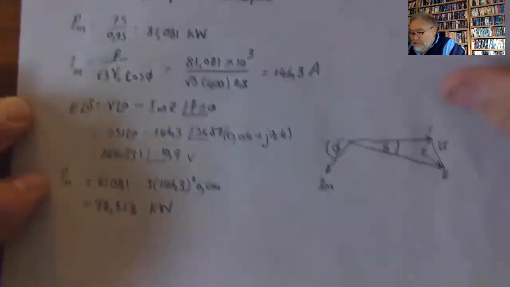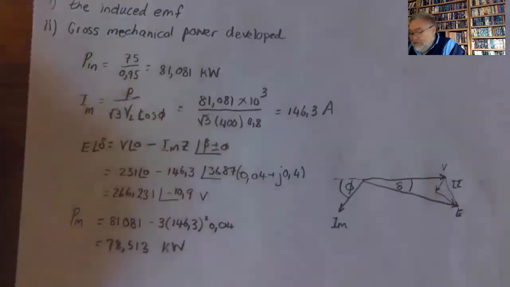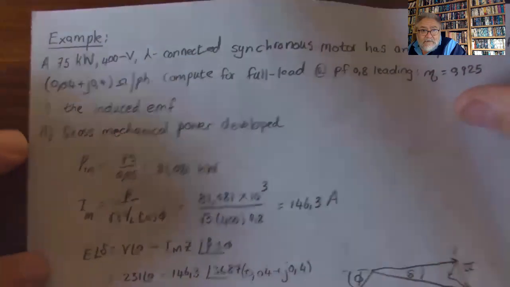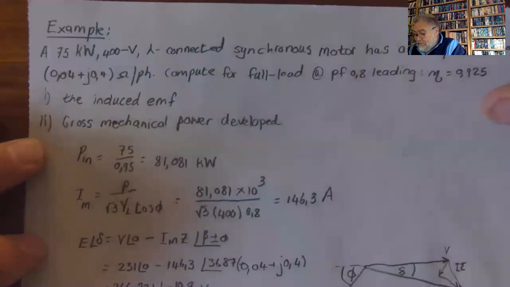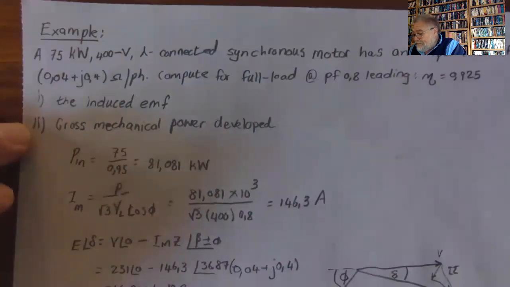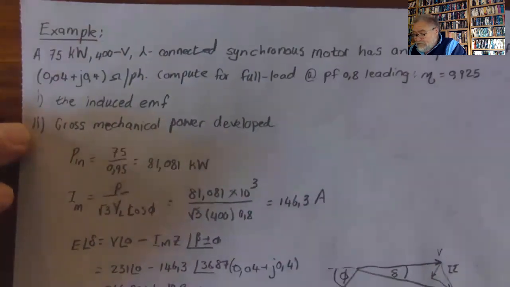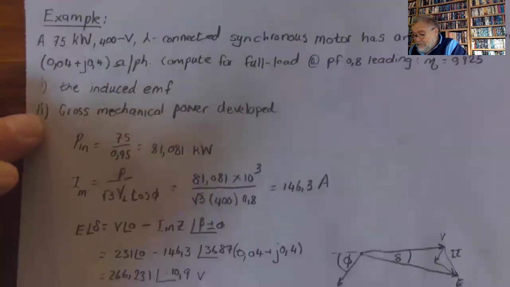Now, example 3, a 75 kilowatt, 400 volt star-connected synchronous motor has an impedance of 0.04 plus j0.4 ohms per phase. Compute, for full load at a power factor of 0.8 leading with an efficiency of 92.5%, the induced EMF and the gross mechanical power developed.